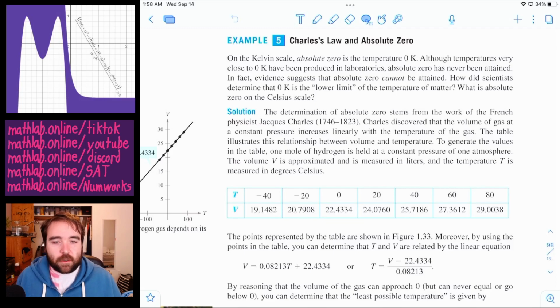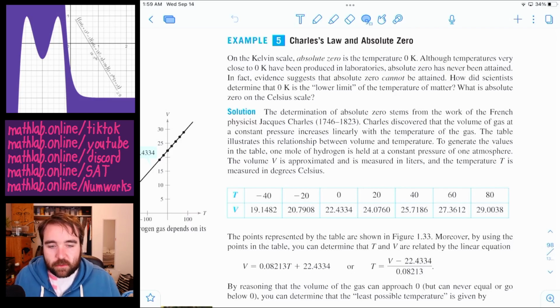So, the determination of absolute zero stems from the work of the French physicist Jacques Charles. Charles discovered that the volume of gas at a constant pressure increases linearly with the temperature of gas. You may remember Charles' law in chemistry. I believe that's a thing. The table illustrates this relationship between volume and temperature. To generate the values in the table, 1 mole of hydrogen is held at a constant pressure of 1 atmosphere. The volume V is approximated and is measured in liters, and the temperature T is measured in degrees Celsius.